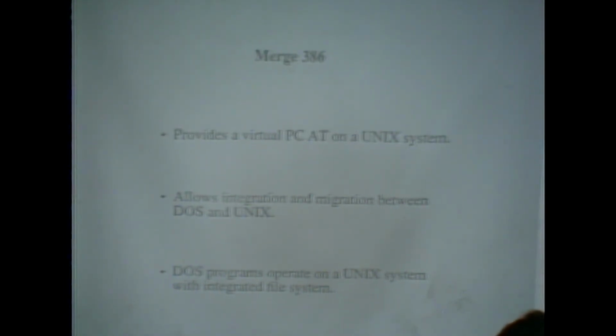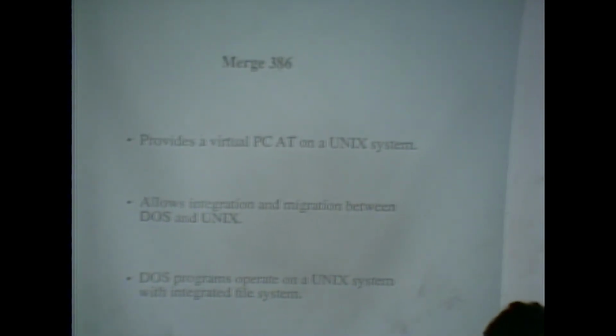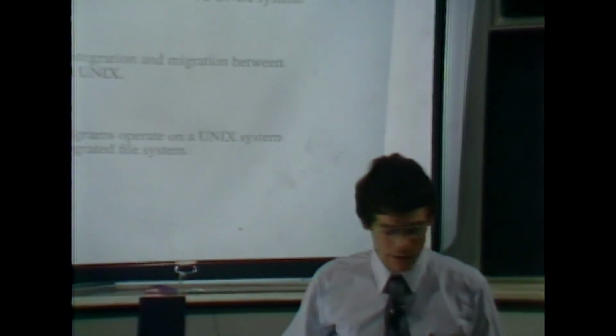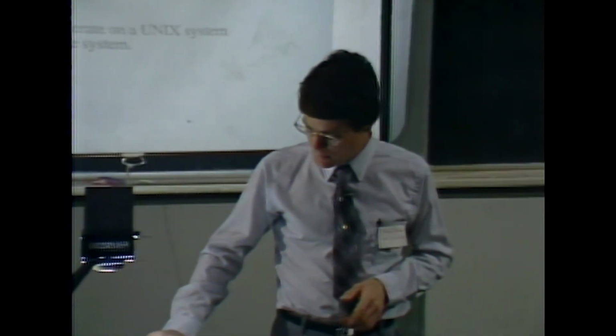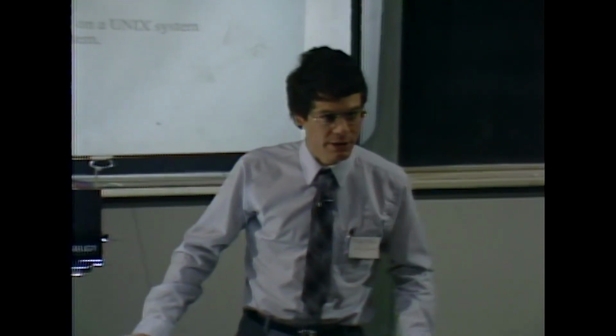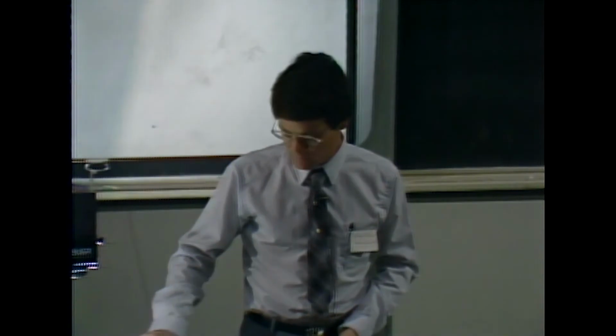So DOS programs can operate on a Unix system with an integrated file system. The DOS files are Unix files, is the way it looks. This is done by essentially mapping the DOS system calls into Unix system calls with a server process.